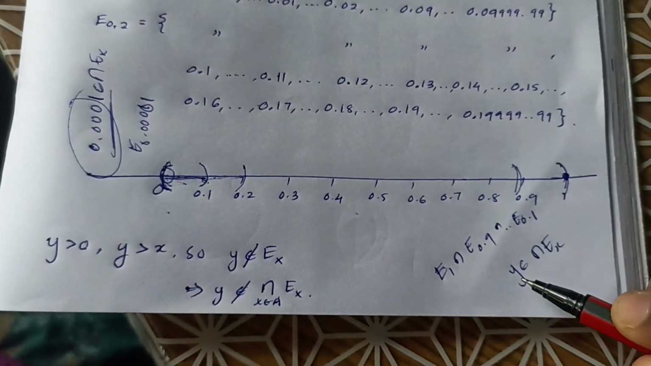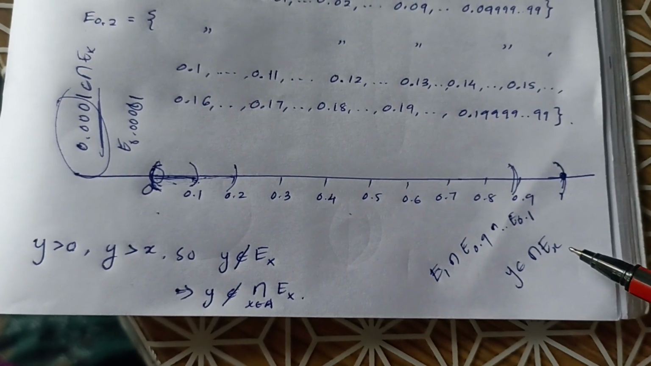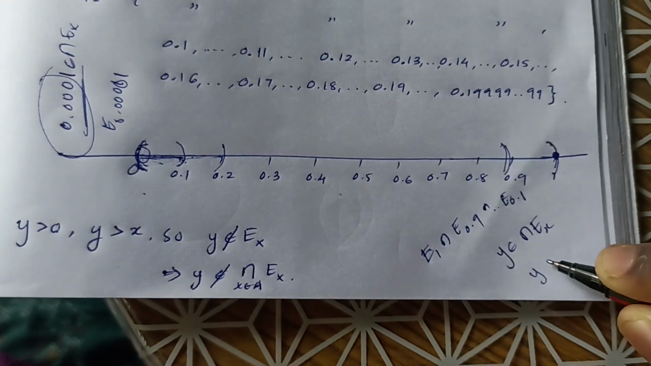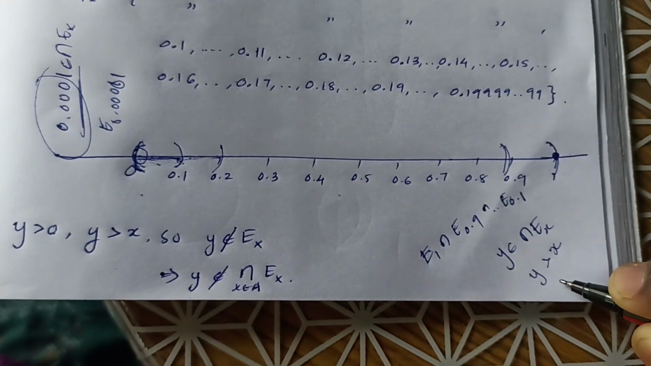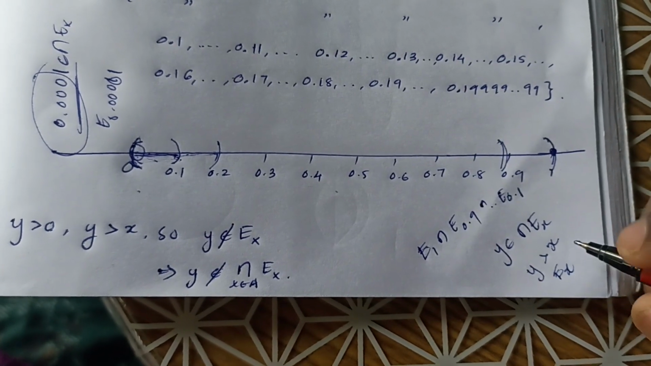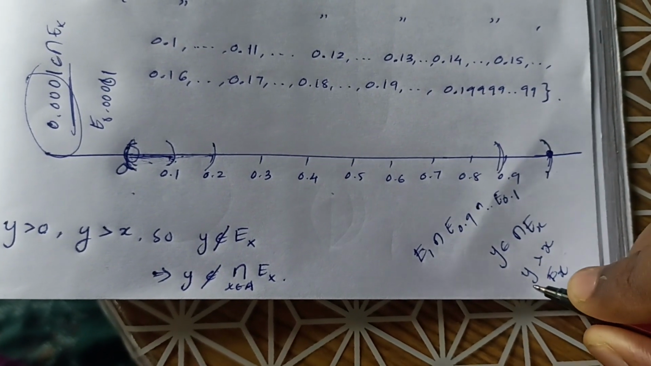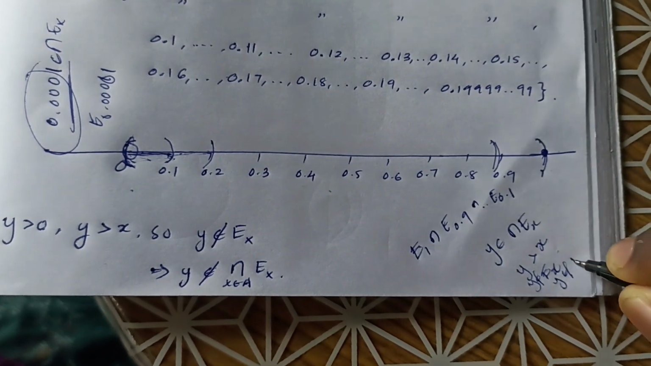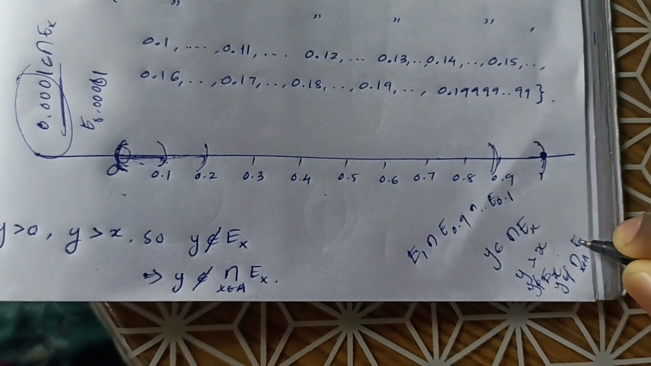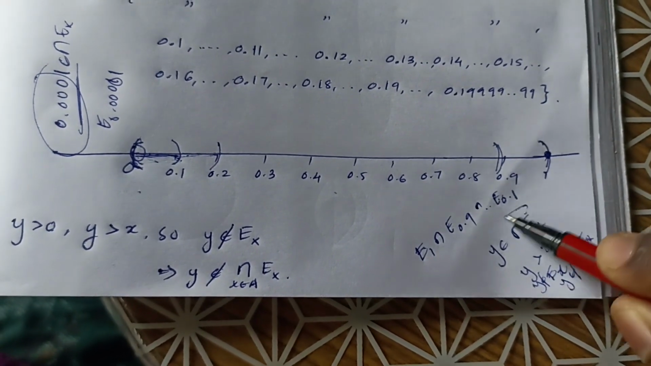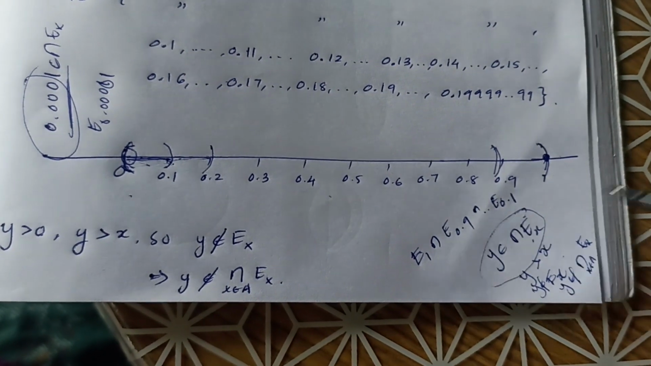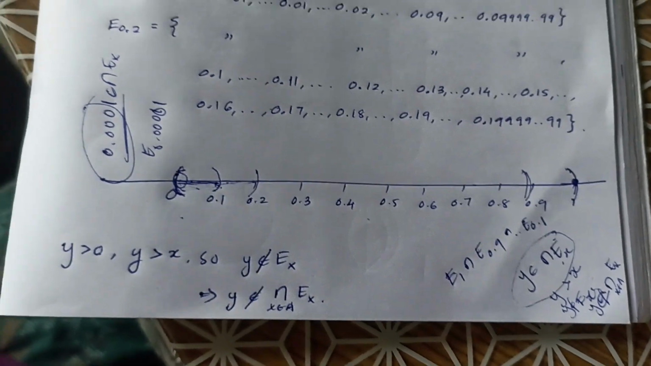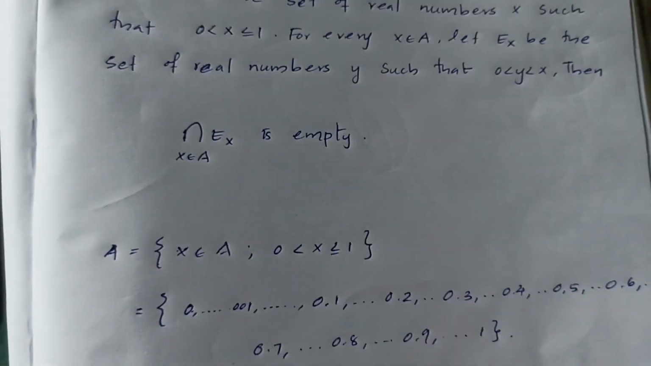Okay. So if we take a y belongs to the intersection of Ex as a contradiction, we can find an x such that y is less than x, then E of x does not include y, y does not belong to E of x, so y does not belong to the intersection of x belongs to A of Ex. This is a contradiction, right? Conversely, we take y belongs to the intersection of Ex and we get y does not belong to the intersection of Ex, so it's a contradiction. So the intersection of Ex is always empty.